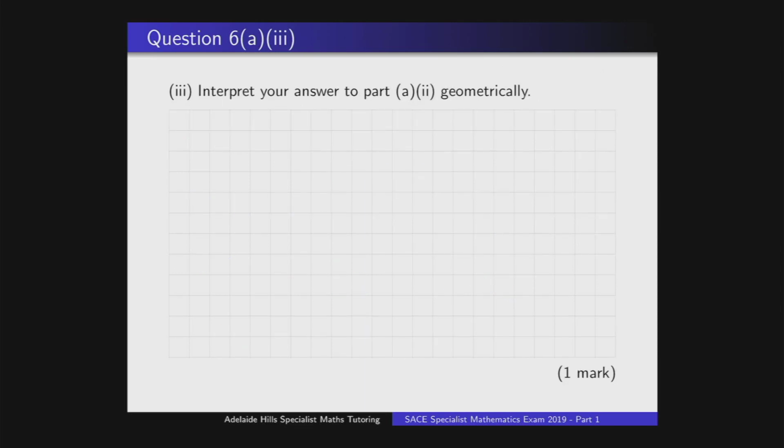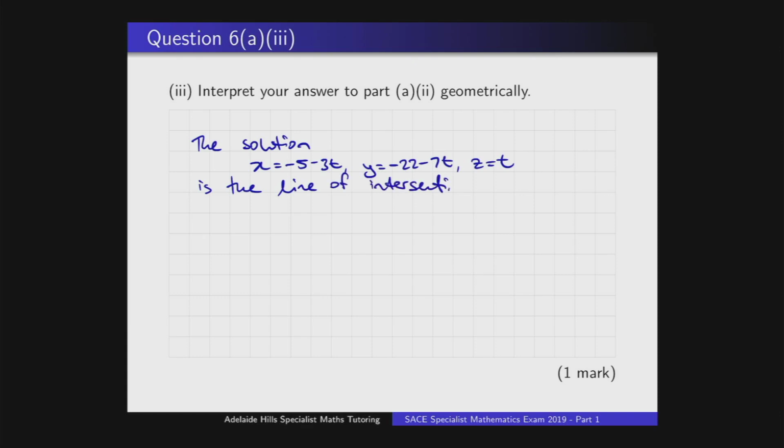Okay, so now interpret your answer geometrically, and we can say the solution x equals minus 5 minus 3t, y equals minus 22 minus 7t, z equals t, is the line of intersection for the planes P1 and P2. Okay, so that's a geometric interpretation.